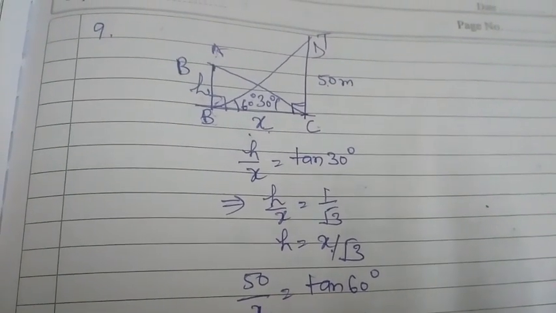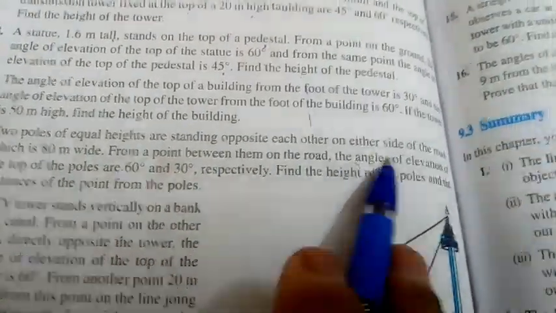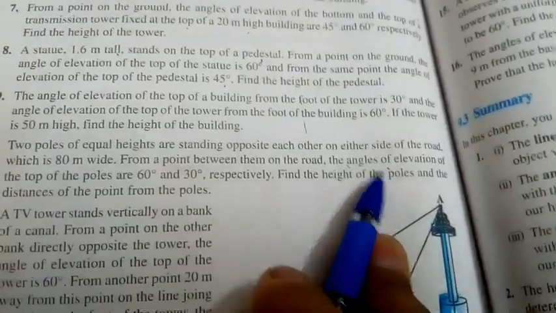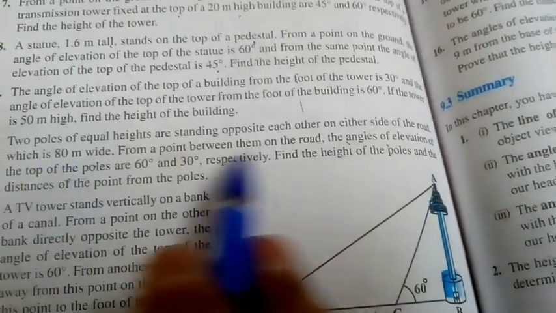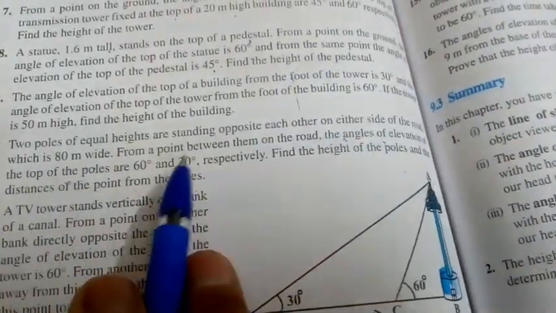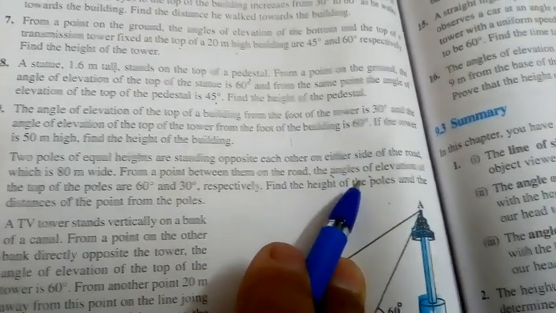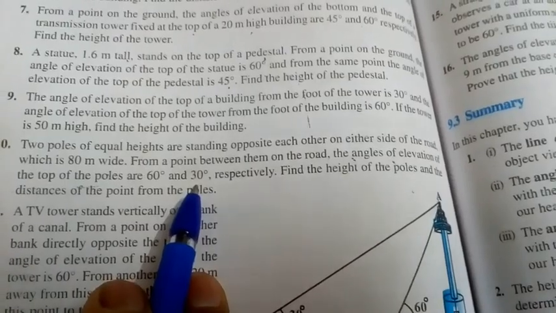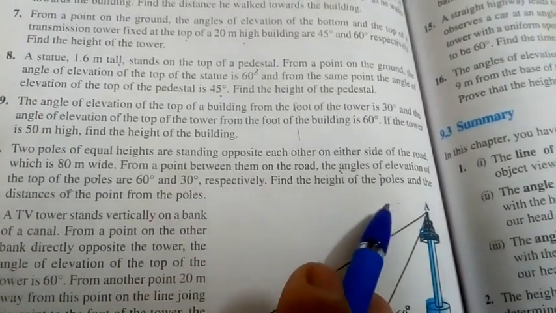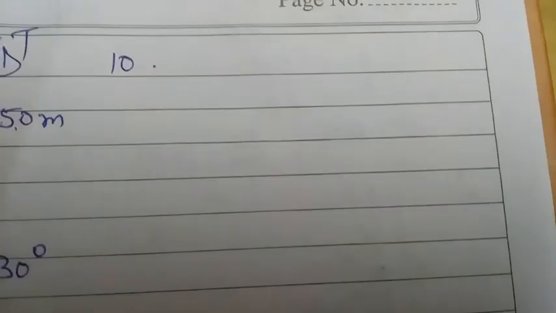Next, question number 10. Two poles of equal heights are standing opposite each other on either side of the road, which is 80 meter wide. Both sides have a pole. From a point between them on the road, the angles of elevation of the tops of the poles are 60 degree and 30 degree. Find the height of the poles and the distance of the point from the poles.